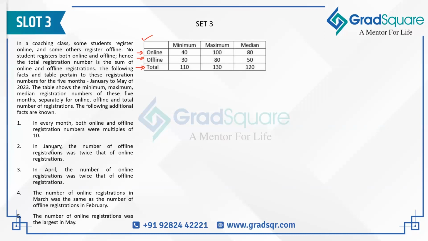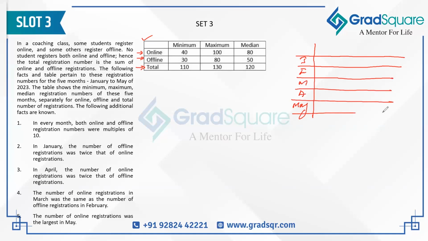Now, before we move any further and evaluate these 5 facts, let's make a table and try to understand what all values we can figure out for the months for online, offline, and the total values. Okay, so January to May is what they're talking about. So I'm taking January, February, March, April, and May. Okay. Now you are looking at the online product, offline product, as well as the total. So let's quickly construct the table. So online, offline, and the total value that we are looking at.